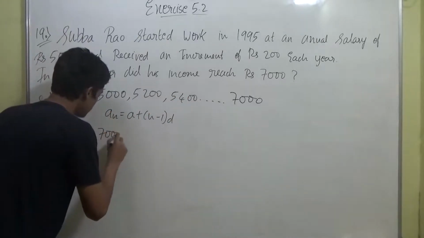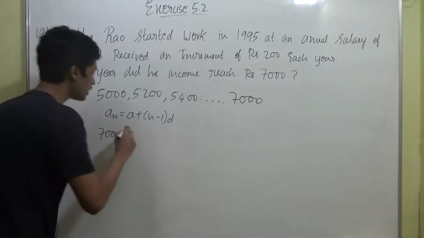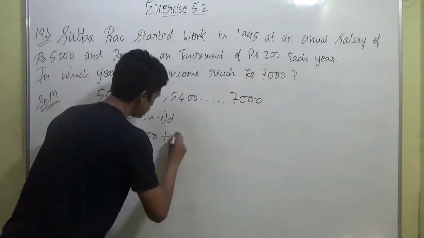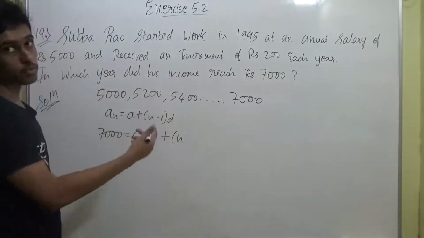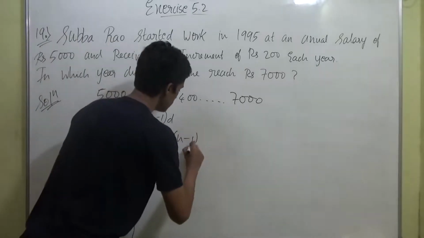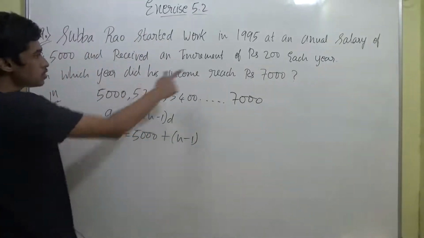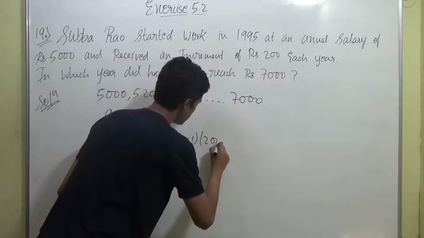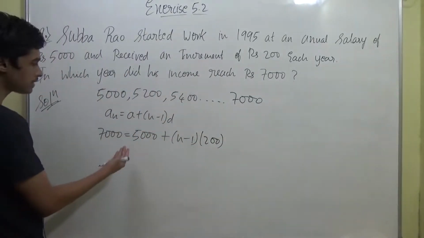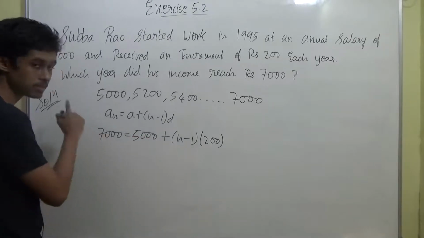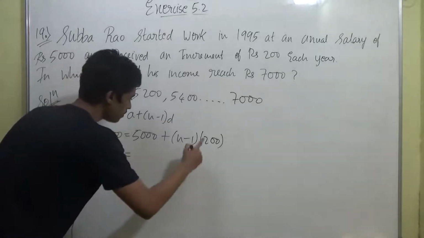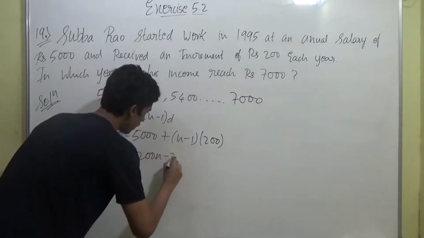So it's going to become like 7,000 equal to a is 5,000, because he started with 5,000. That's the first term of the AP, plus n is what we have to find in this question, that is after how many years. So after n number of years it became 7,000, right? The increment is 200, that is the common difference between each term is 200. Now if I solve this, guys, if I bring this 5,000 to LHS, it will become 7,000 minus 5,000, it will become 2,000 equal to 200n minus 200.